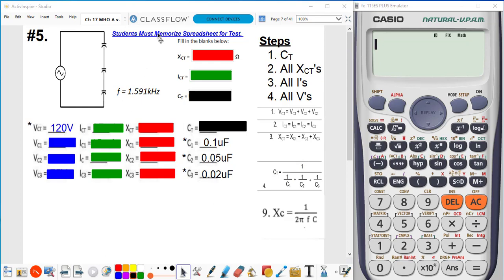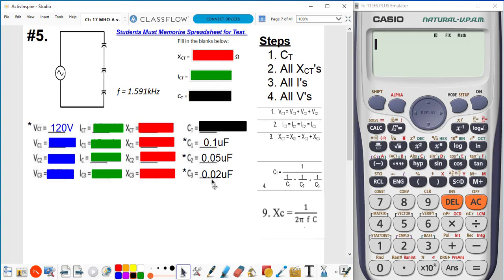I do want to point out to you also that for the test, you're going to have to memorize these values here in order to lay your spreadsheet out to get started. So it's VCT, VC123, you see the I's, you see the X's, you see the T's. I will not provide that spreadsheet for you. You will have to write it out from memory and then do your calculations.